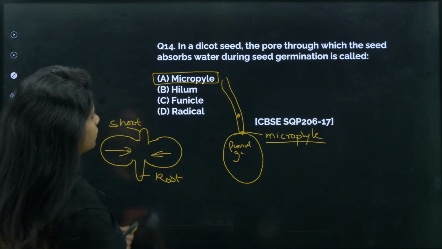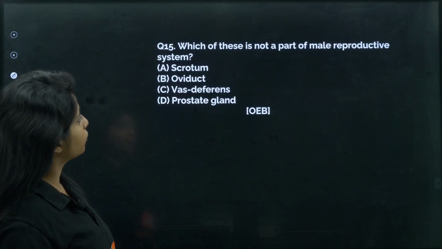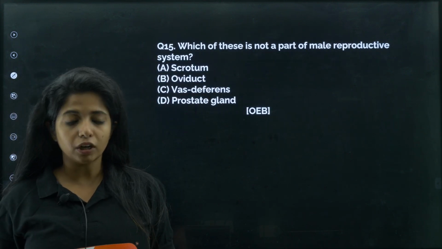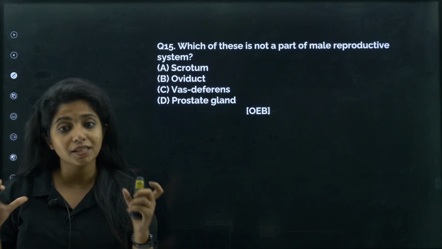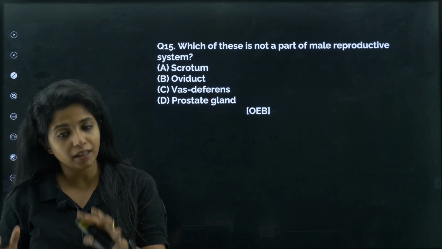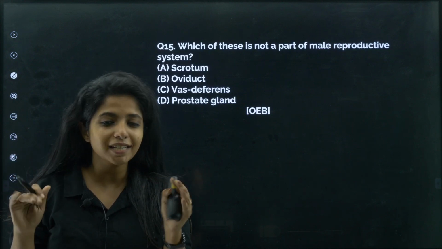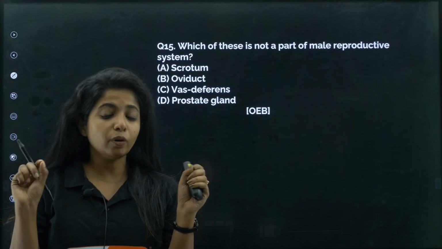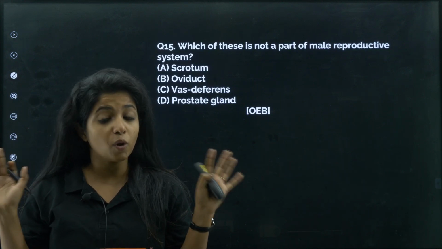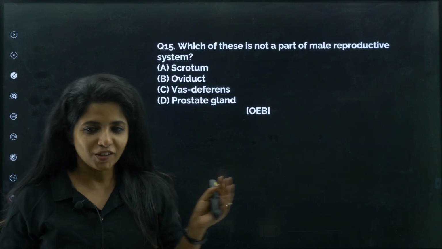So the answer becomes micropyle. Next, which of these is not a part of the male reproductive system? Scrotum. What is scrotum? Scrotum is a sac where the testis is present. It is the sac outside the abdominal cavity of the human body. Why is it outside? Because the testis needs a temperature 2 to 2.5 degrees Celsius lower than the normal body temperature to make the sperms.